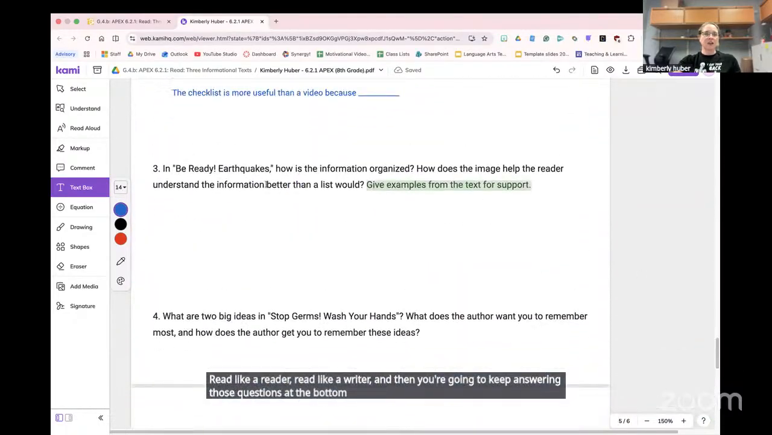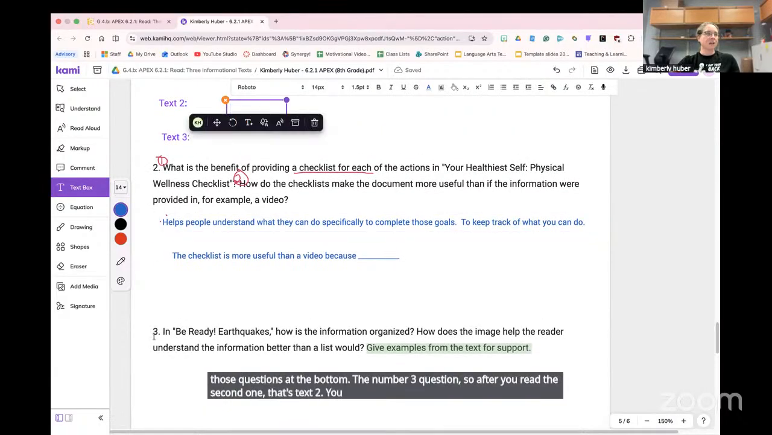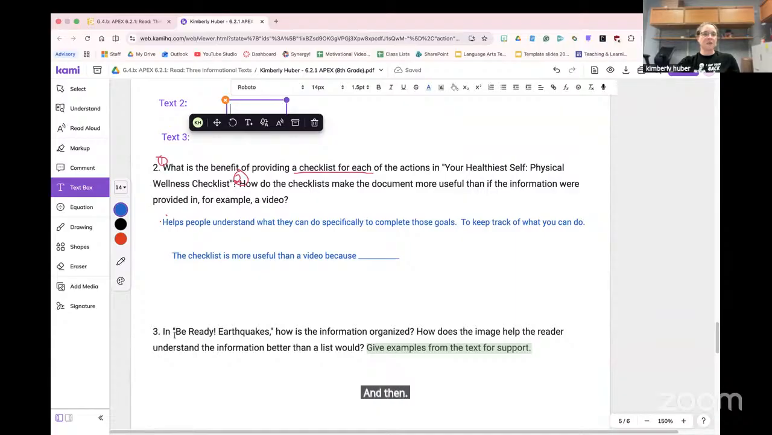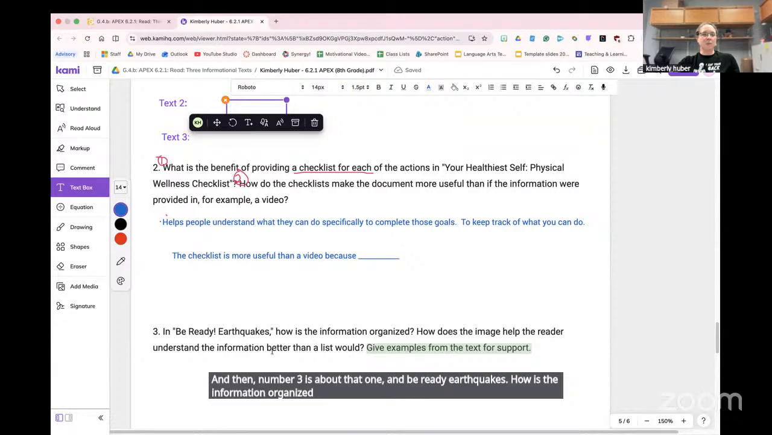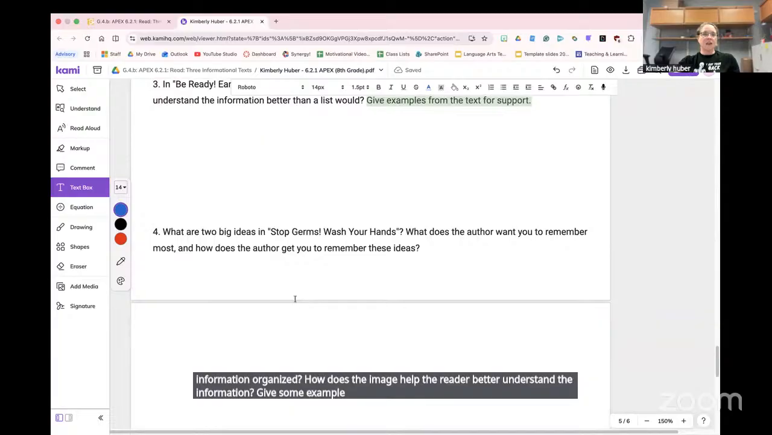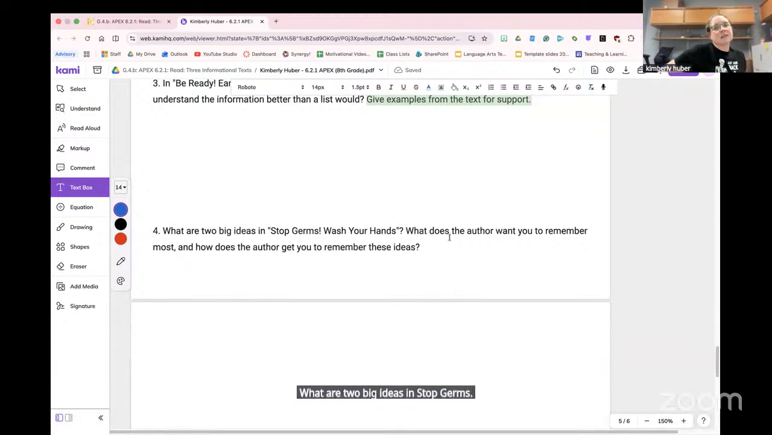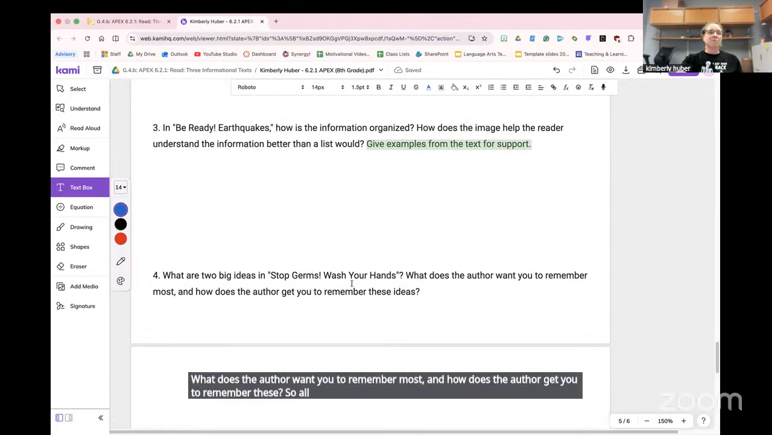The number 3 question, so after you read the second one, that's text 2, you want to do a summary. And then number 3 is about that one, Be Ready Earthquakes. How is the information organized? How does the image help the reader better understand the information? Give some examples. And then the last question is about the last text. What are 2 big ideas in Stop Germs, Wash Your Hands? What does the author want you to remember most? And how does the author get you to remember these? So all of these are like multiple questions in one question. So be careful with that.